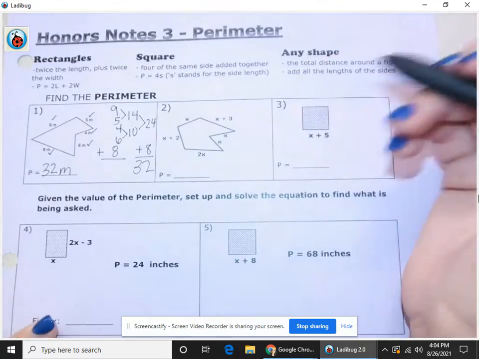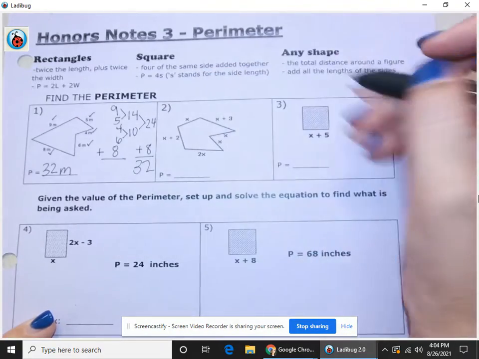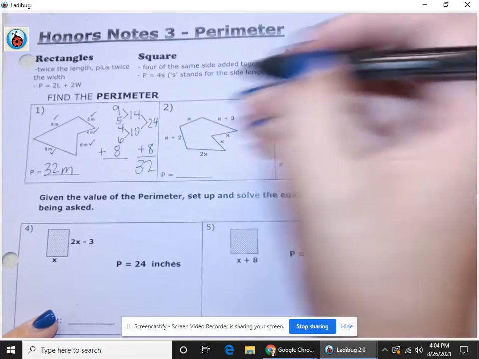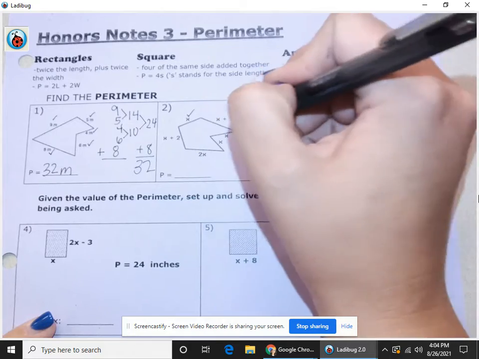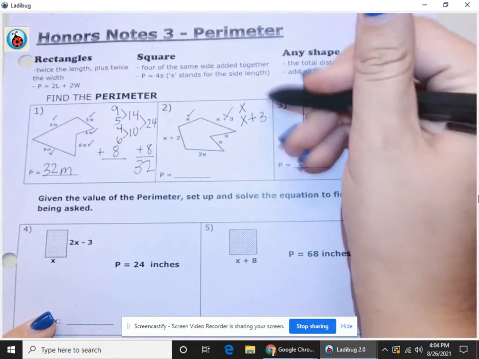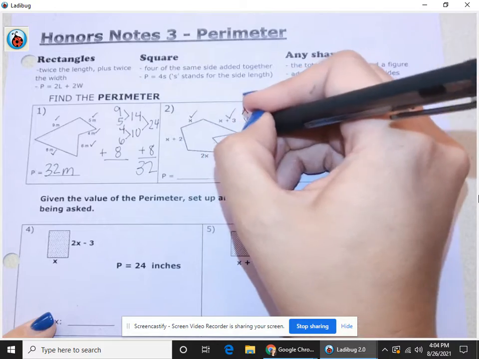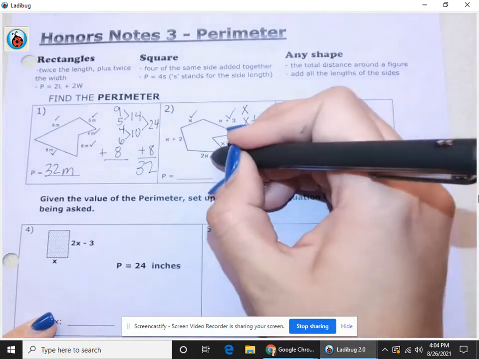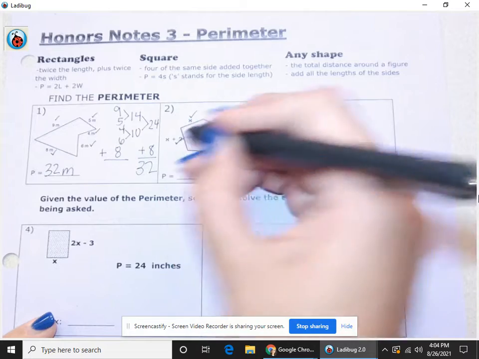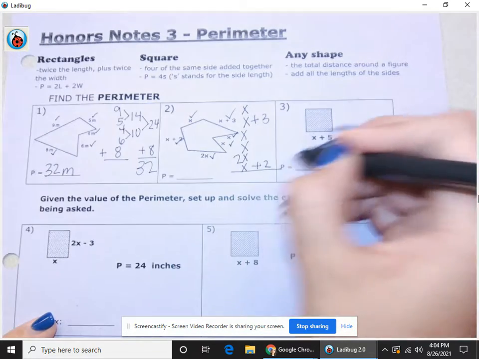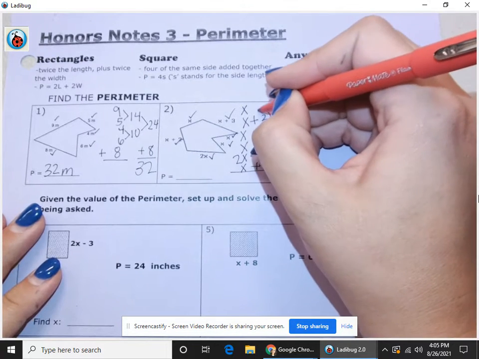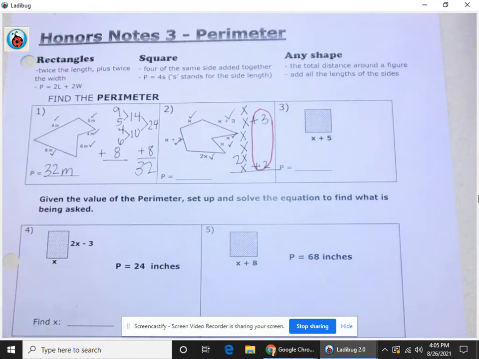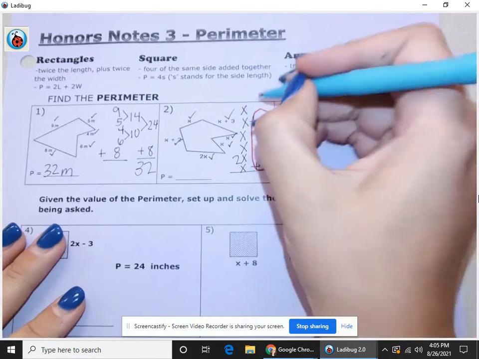When I look at number 2, I'm going to do the same thing. It's still an obscure shape. So I'm going to take x, and I'm going to take x plus 3, but 3 is in its own kind of column. And if you notice, as I go around, I'm lining up my x's together. And I'm lining up my constants together because they're not like terms. I cannot just combine them together. So I'm going to combine my constants and I'm going to combine my x's.